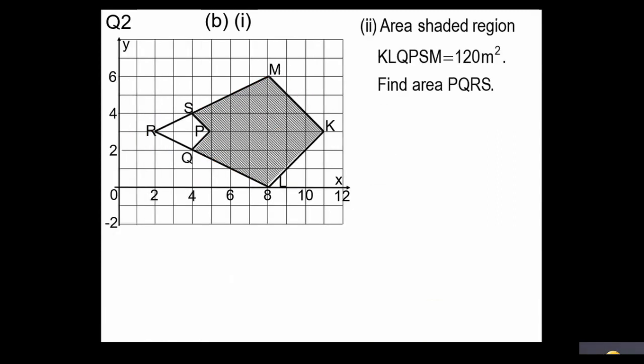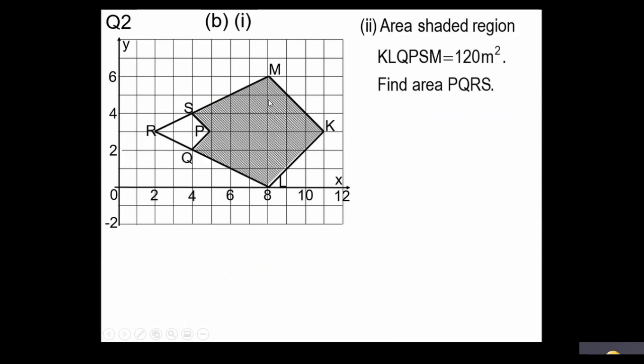Okay, this is similar to the previous one, right? Yeah. Now they tell you the area of the shaded region. This one, be careful, the shaded region is only this part. Now they ask you to find the area of PQRS. Remember PQRS is the one object. The bigger one is the image.